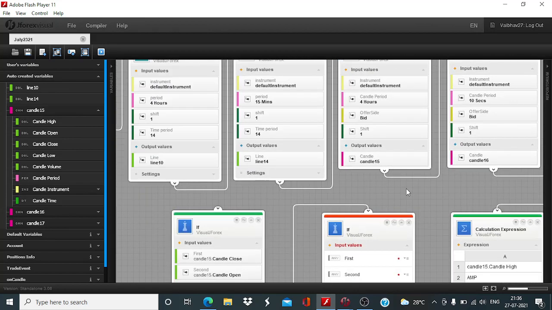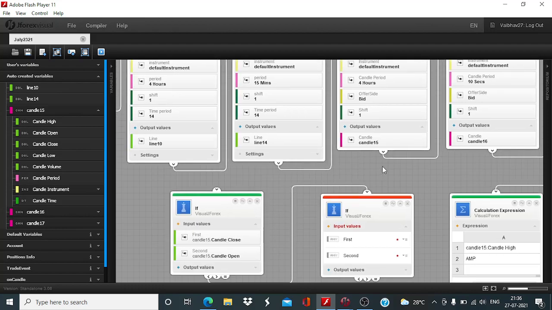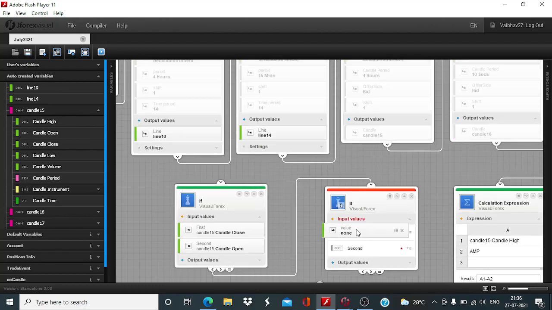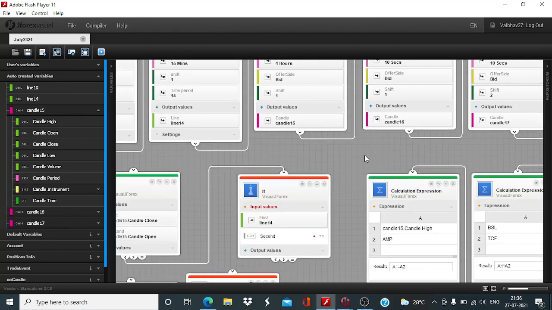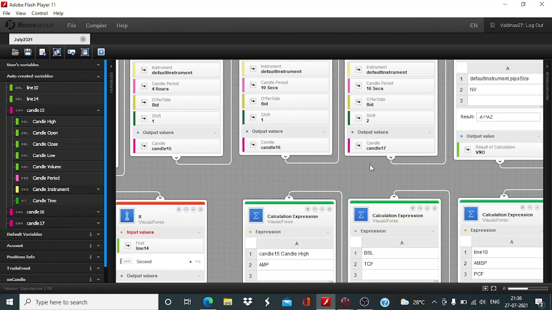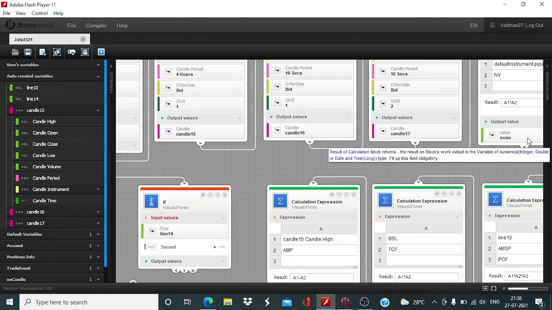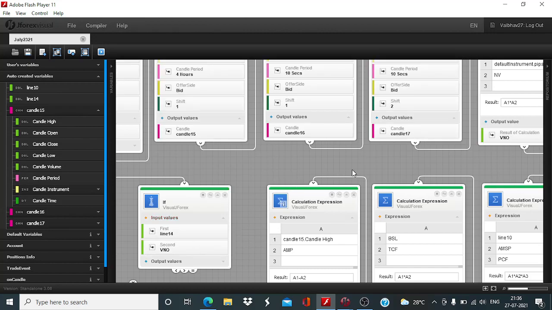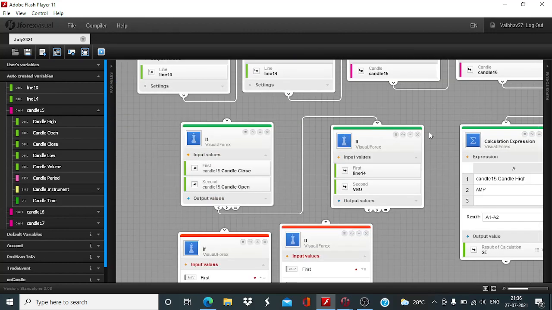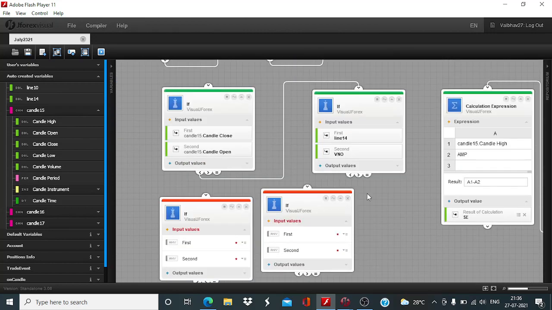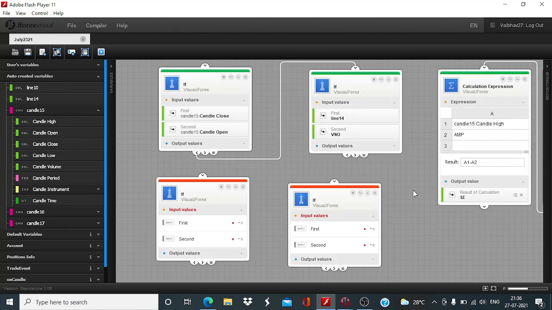After that, we take this output value, line 14, and line 14 will need to be greater than 5 pips. 5 pips we have already defined. So first input greater than second input.